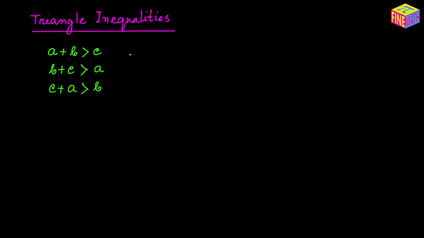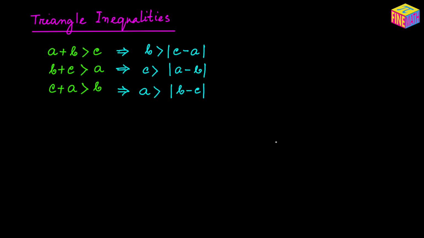From the first one, if we subtract A from both sides, then we are going to get B greater than C minus A. Now because we don't know whether C is greater than A or A is greater than C, we are going to use an absolute value sign. So we can say B will always be greater than |C minus A|. And similarly from the second one, we can say that C will be greater than |A minus B|. And from the third one, we can say A will be greater than |B minus C|, and these are called the triangle inequalities. Next, let's talk about area of a triangle.